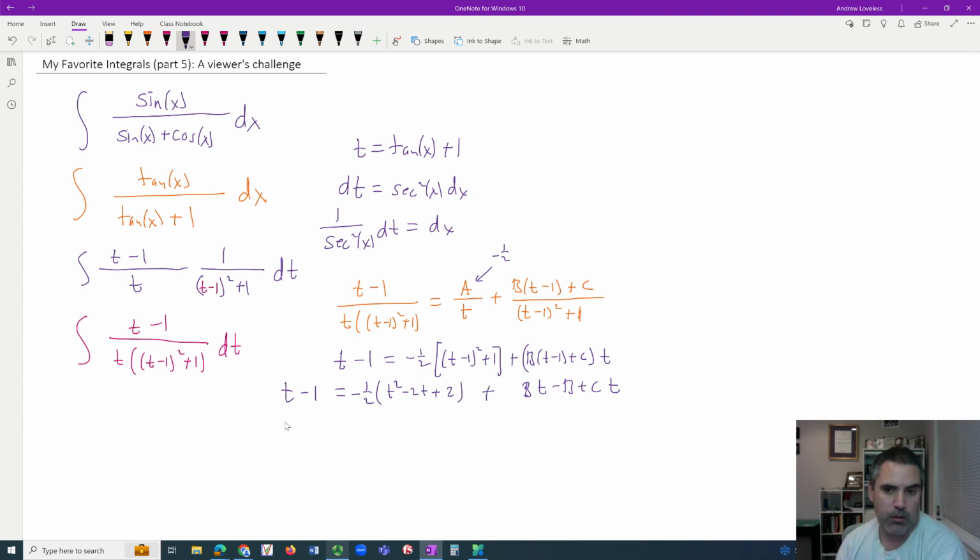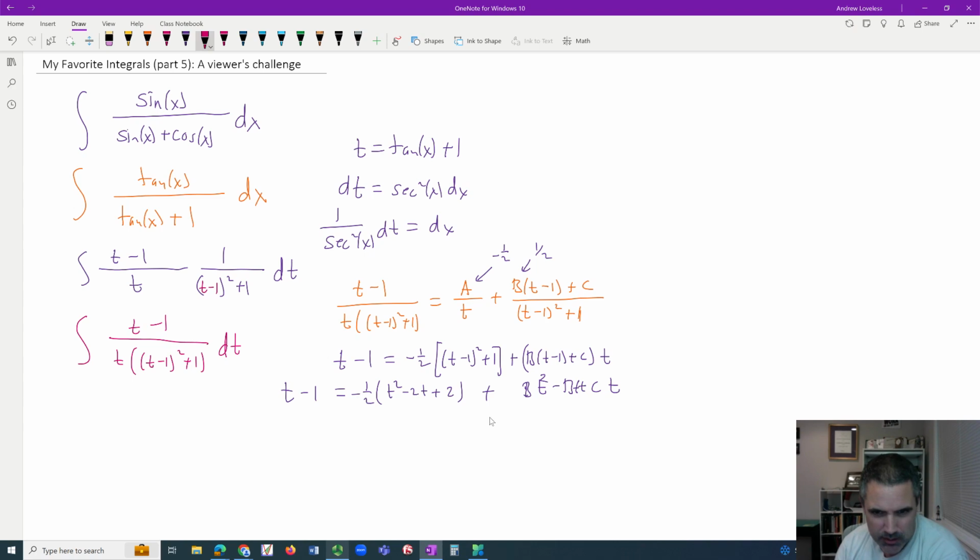So now let's compare coefficients. This should have been a t squared. This should have been a t. So how many t squareds are there? Well, it's negative 1/2 plus b on the right, and it's 0 on the left. So b has to be a half. Okay, we got that one. Let's do the next one.